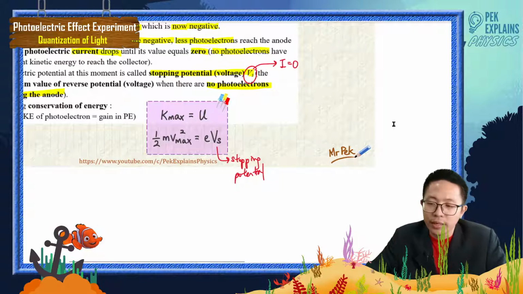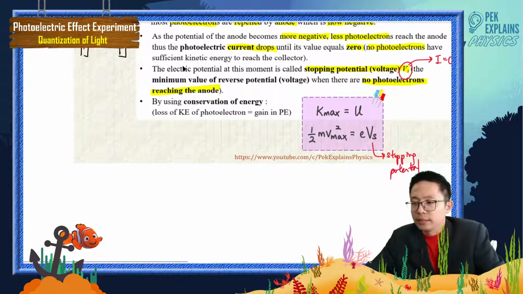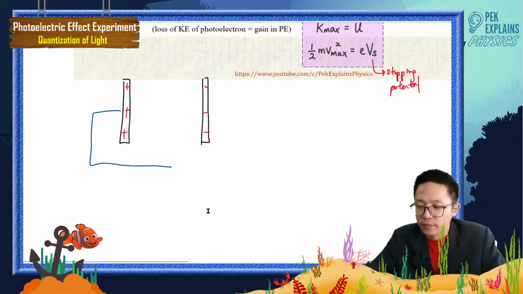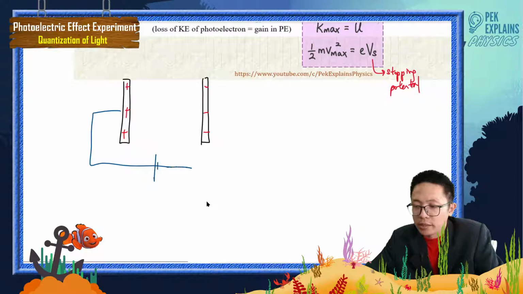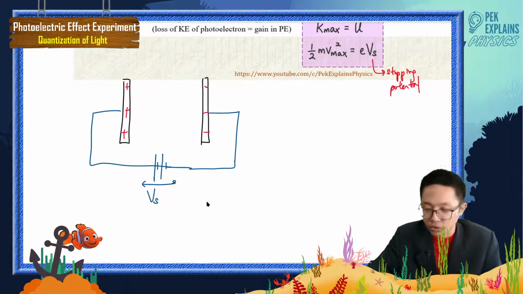Okay, so what I mean by this is, let me redraw it again. Now I have already reversed the voltage. This one is positive, negative, negative. So this is the potential applied now. The potential applied now is the reverse voltage. The potential applied now is the stopping potential.